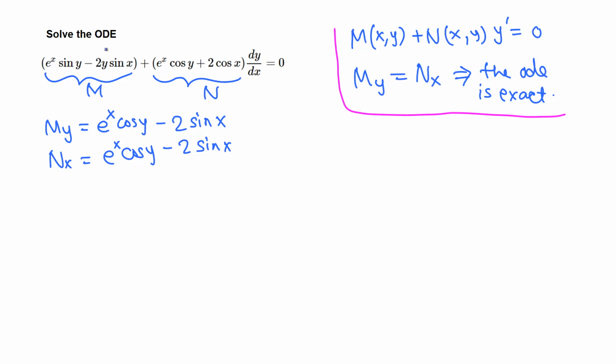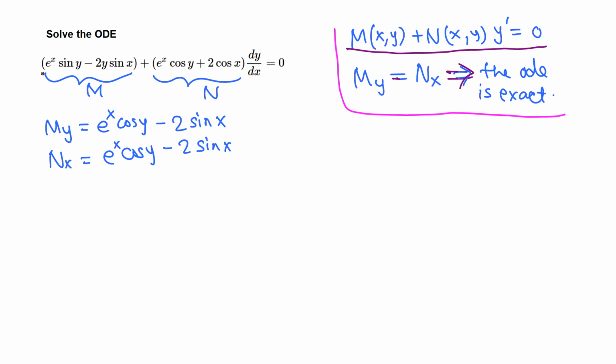Solve the ODE. Here we have some function in x and y, plus some function in x and y, y prime equals 0. And we know that when we have an ODE in this form, M plus N y prime equals 0, then if the partial of M with respect to y is the same as the partial of N with respect to x, that implies this ODE is exact. That means we know how to solve this.